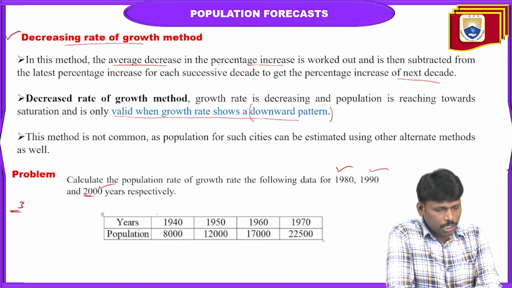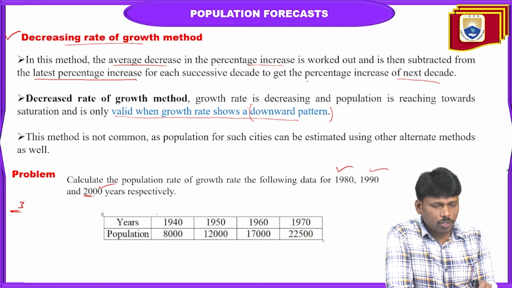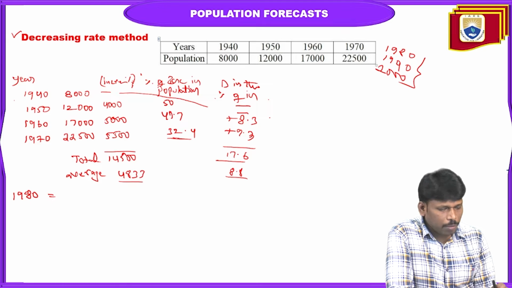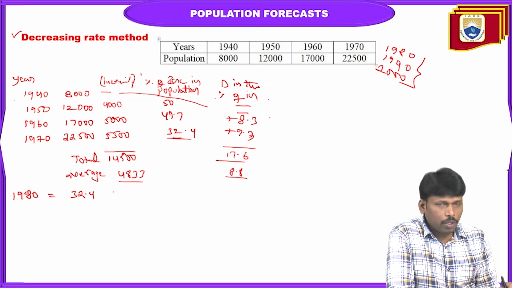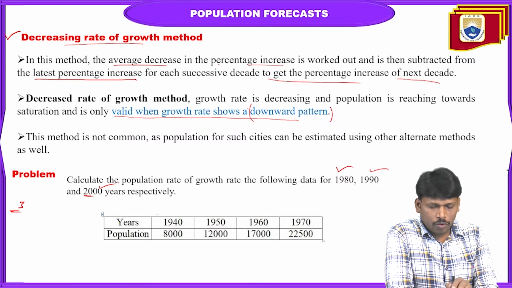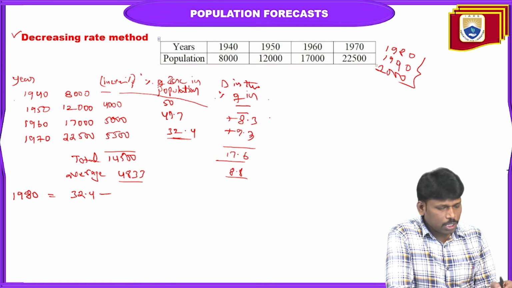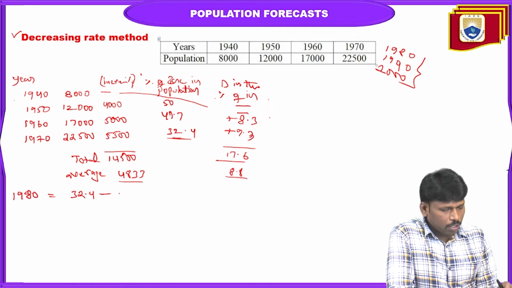As you can see, this method says that the latest percentage increase for each successive decade is what we need to work on to get the percentage increase in the next decade. So the latest for 1980 is 1970. Here the percentage of increase in population is 32.4. What is the decrease in average? We need to subtract it from the latest percentage increase. So this average value is 8.8.